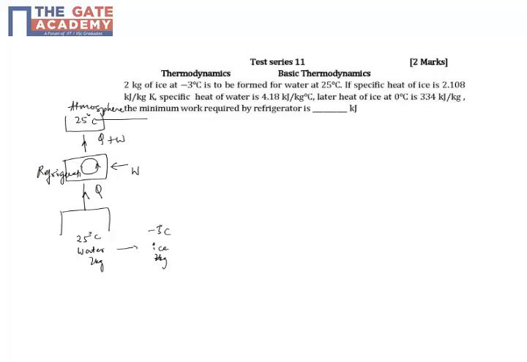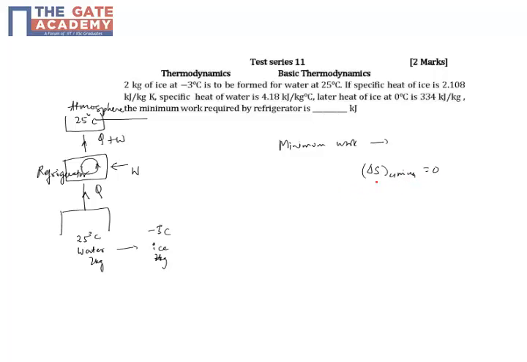Now the minimum work is what is required. The minimum work will be needed when the entropy of the universe is close to zero. That happens when you have a reversible process. So the entropy of the universe is close to zero, and that is when the minimum work is produced.